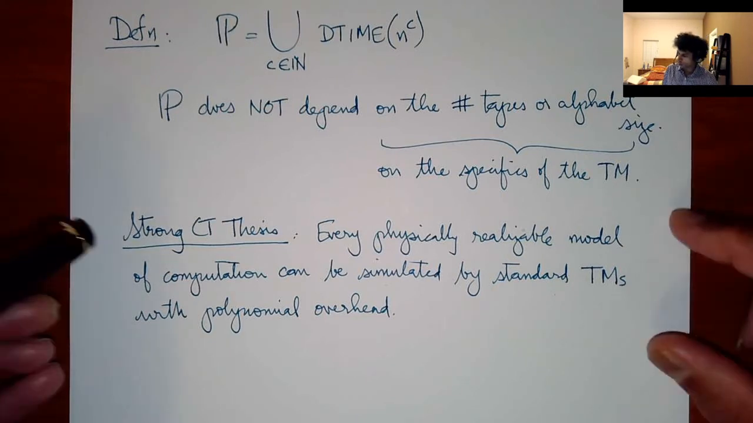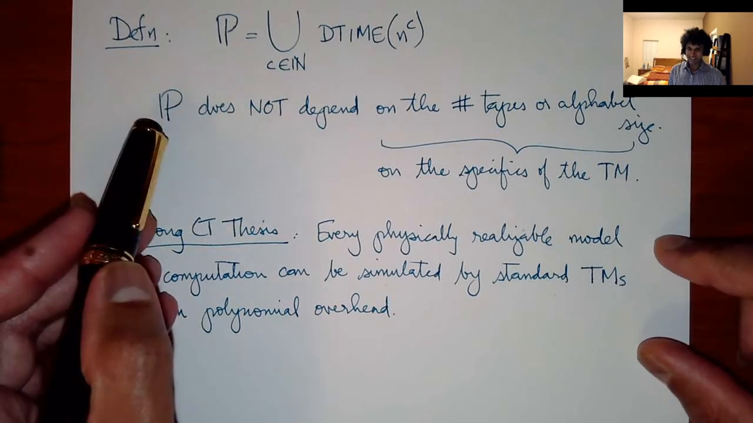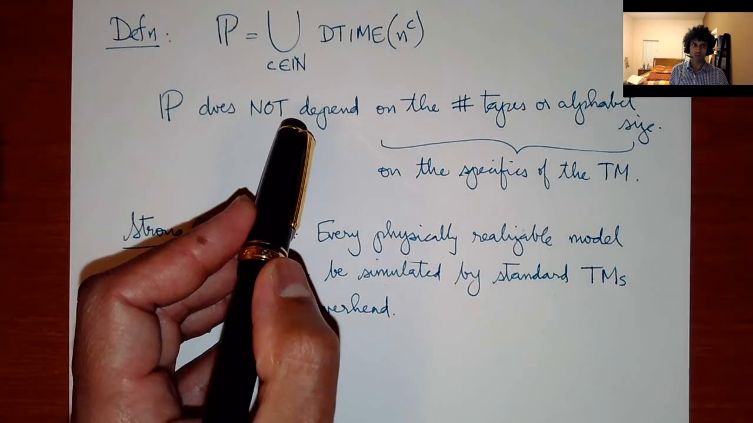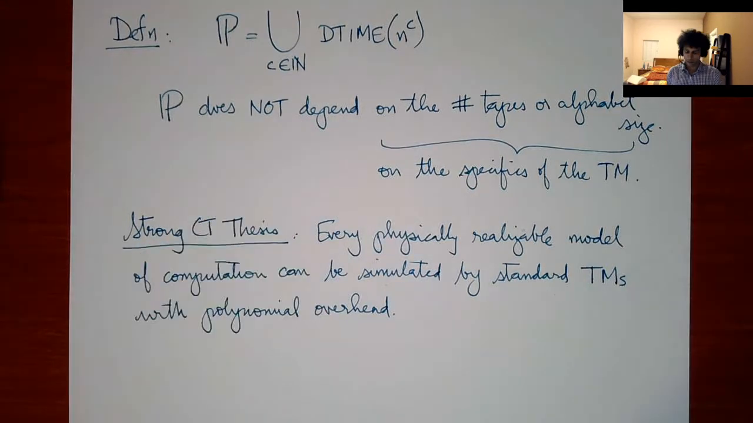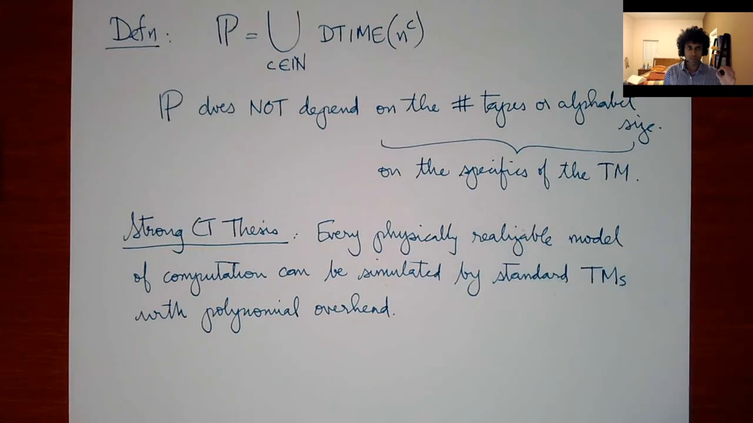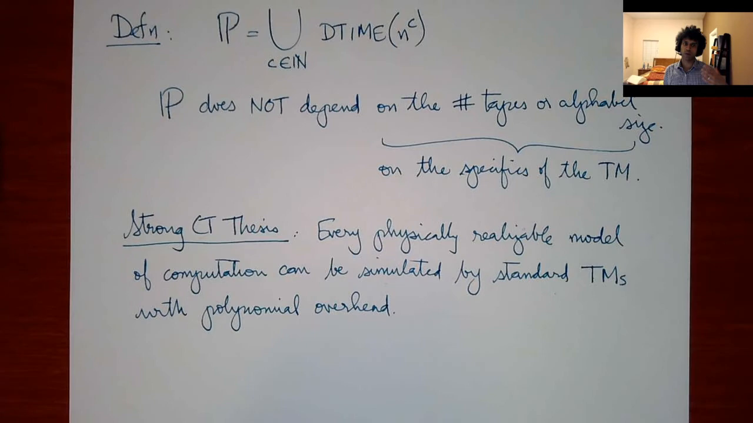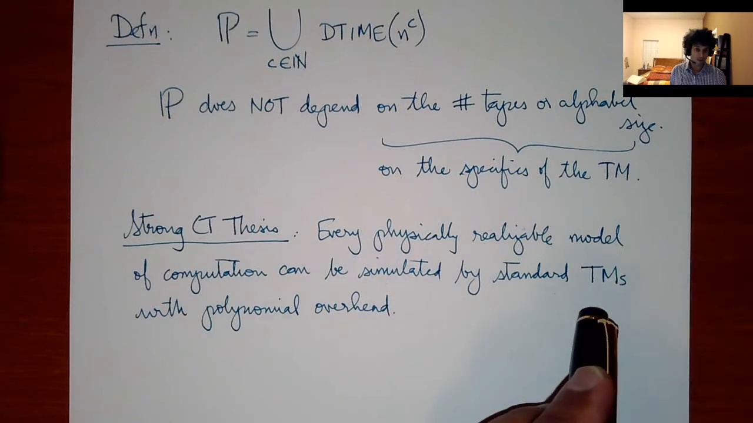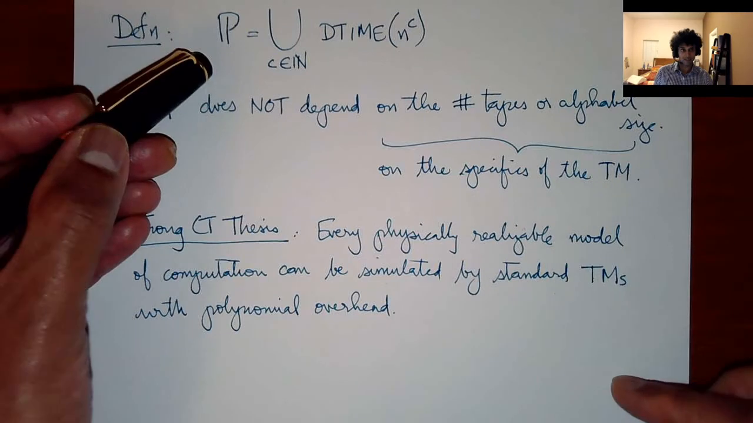Now, the importance of the strong Church-Turing thesis is it says that P does not even depend on the model of computation, as long as your model of computation is physically realizable. So this is sort of saying that P is an efficient class regardless of which specific computational model you choose. Now, we can't prove that because we cannot possibly know what computational models exist. But the strong Church-Turing thesis says that if you have a physically realizable model and you can simulate it, of course, by standard Turing machines with polynomial overhead, then you get P again.